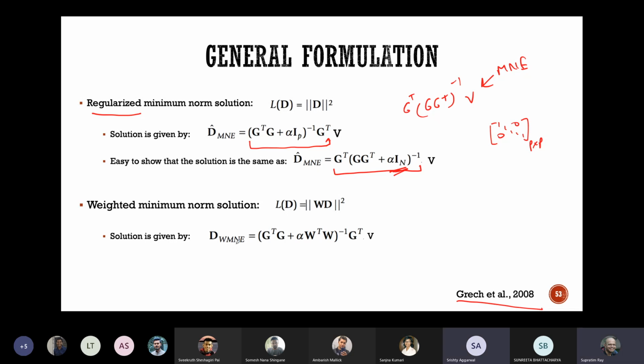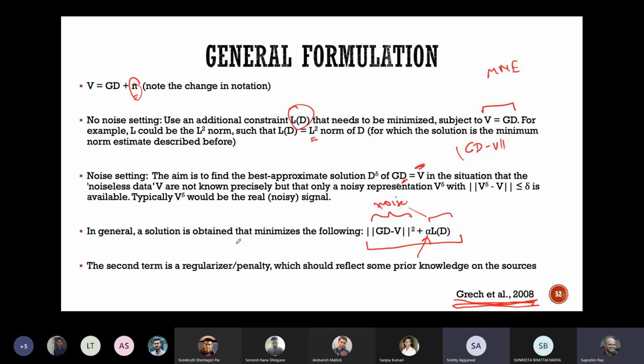Alpha is some assumption that you put, which tells you how much weight you want to give to the regularization here versus the noise there. So it is your choice. It's something that you would put based on some prior knowledge that you have about the sources. It just gives you a weightage that you apply to the constraint that you have. That's it.